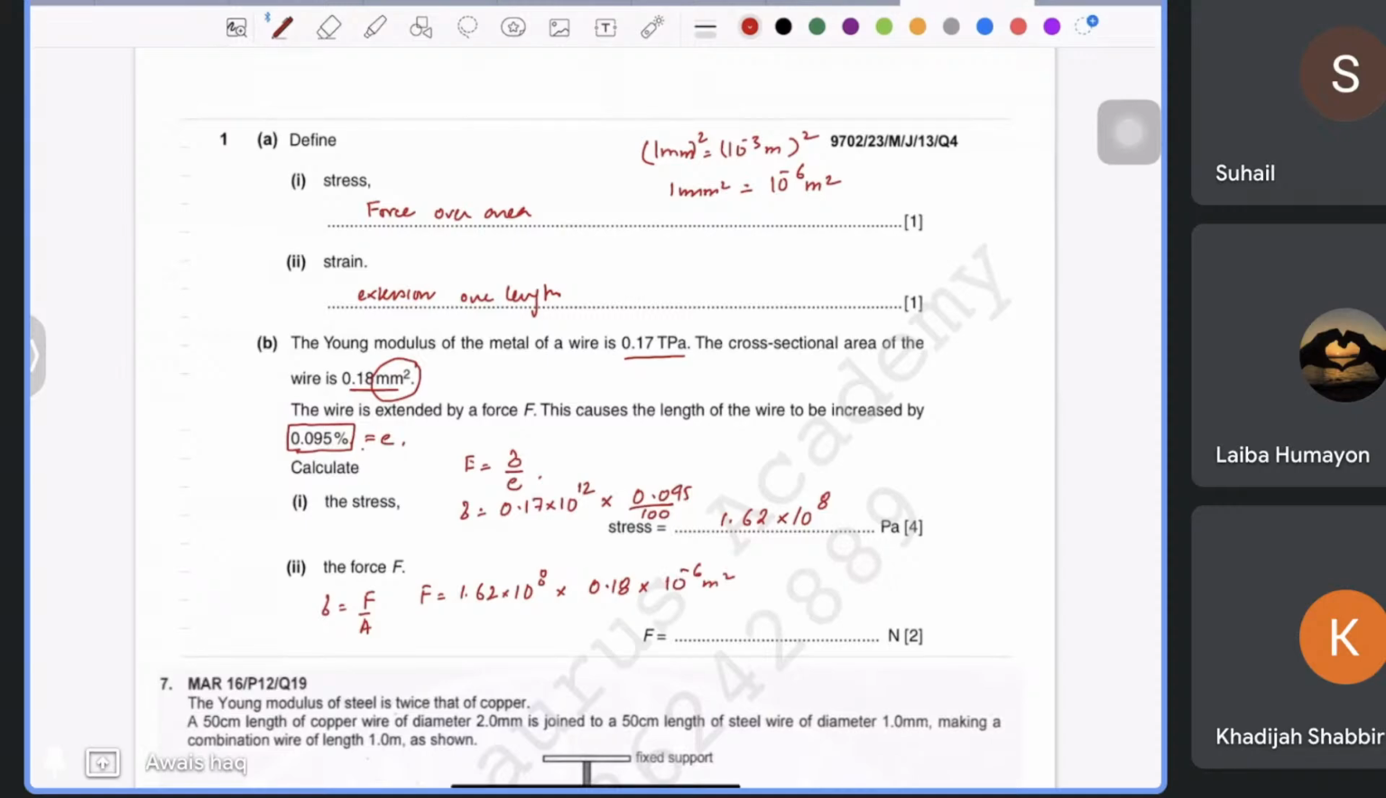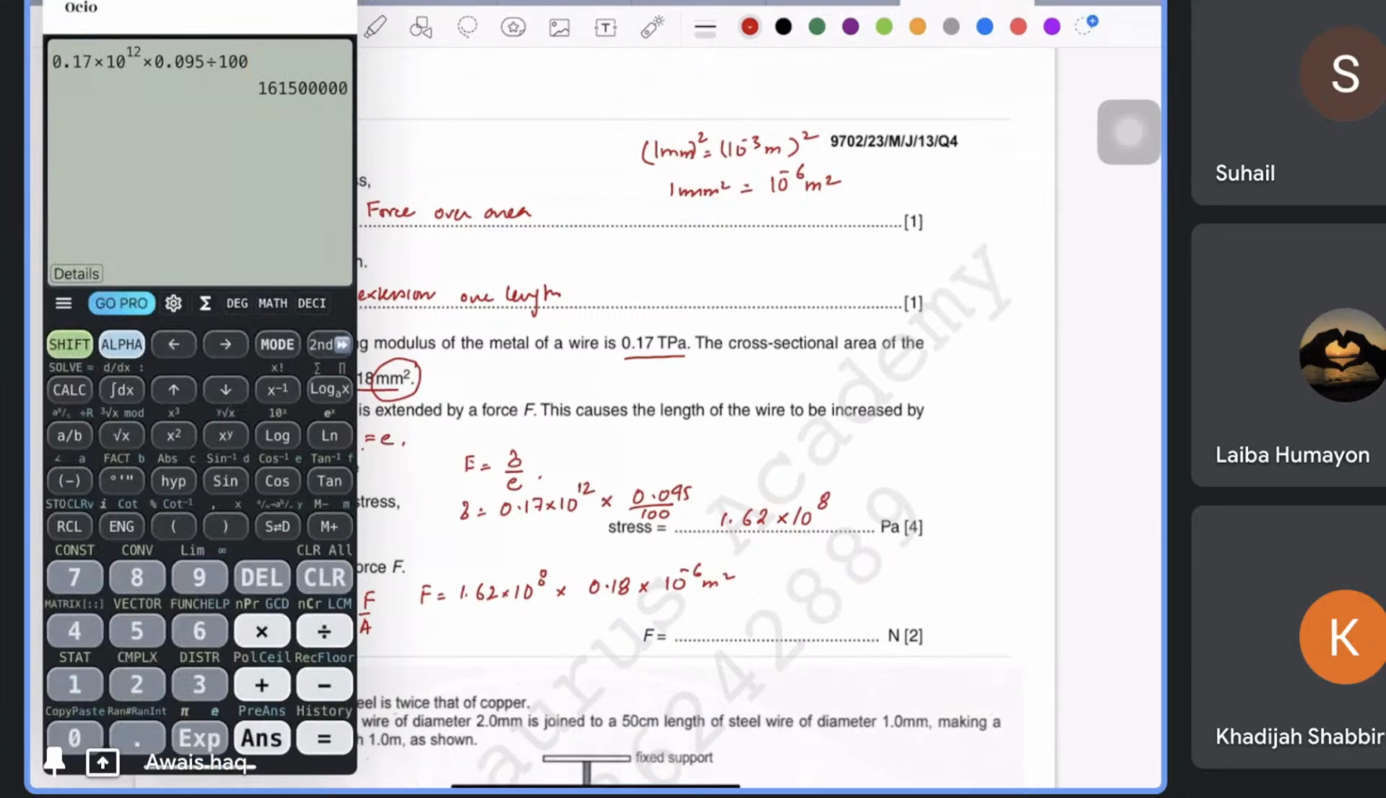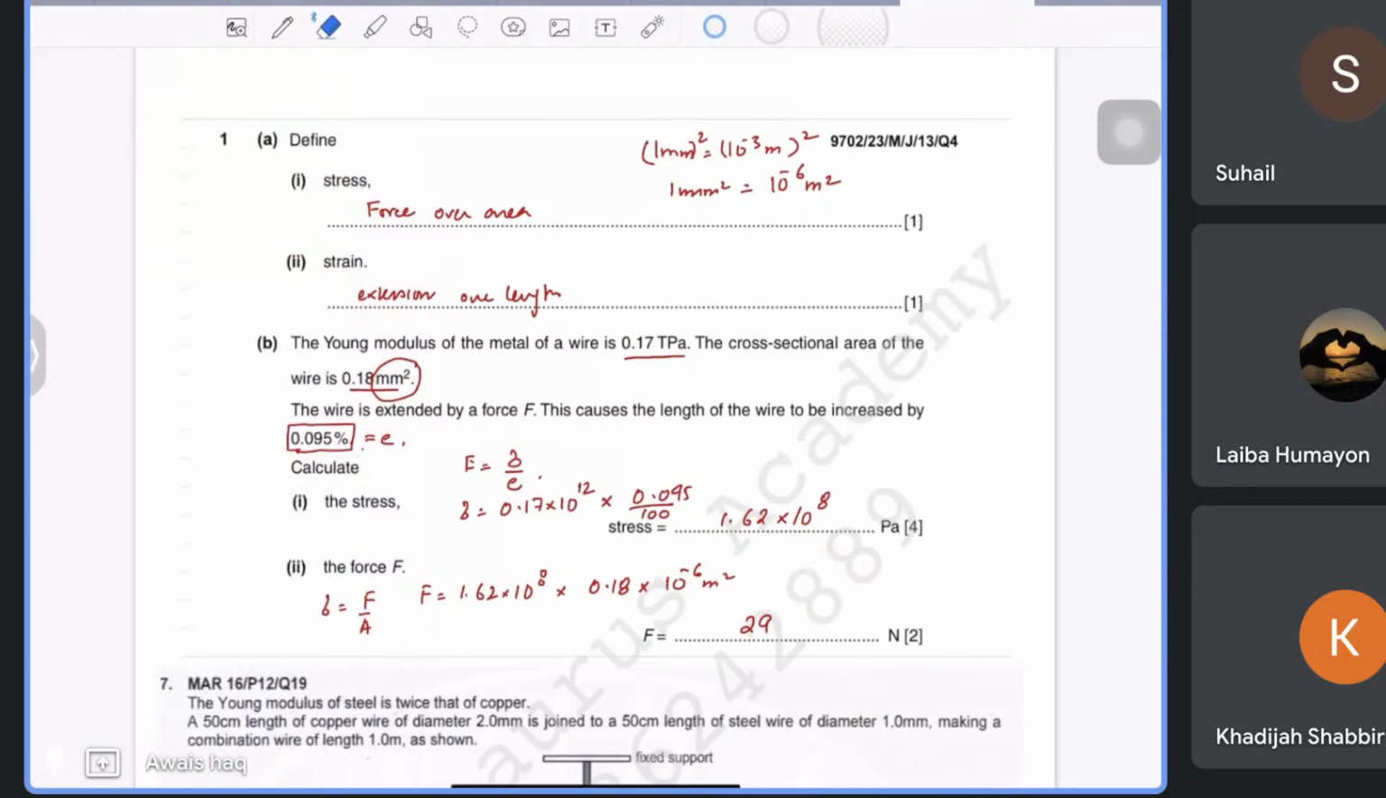So you multiply this, and that would give you the force, multiplied by 0.18 times 10 raised to power minus 6. That's basically about 29 newtons. That's the force that causes it to move. All right, is this clear, everyone? Any questions? Let me know. No, sir.